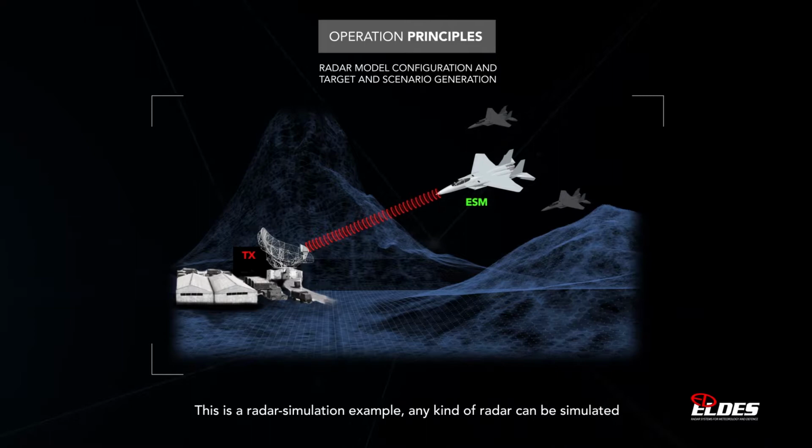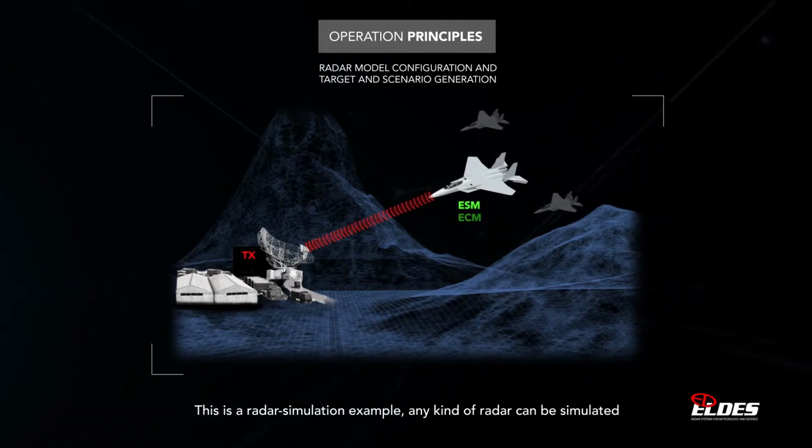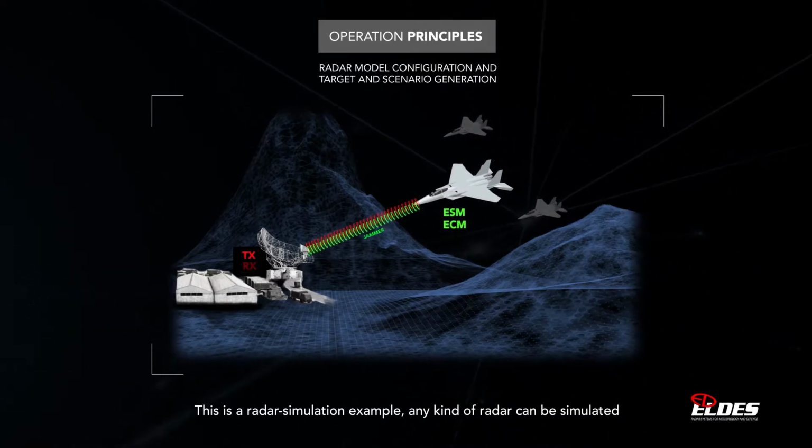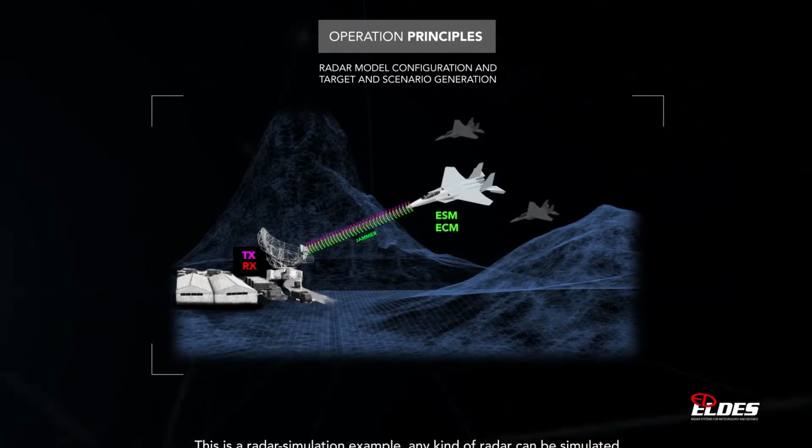By running the E-PRS simulation, it is possible to assess both the system under test, ESM or ECM, and the simulated radar ECCM.